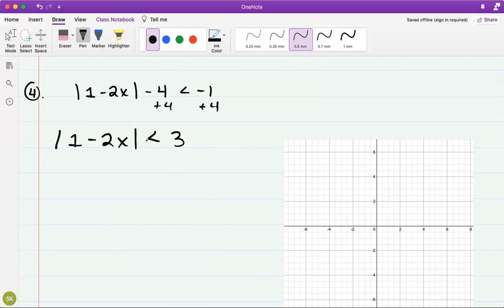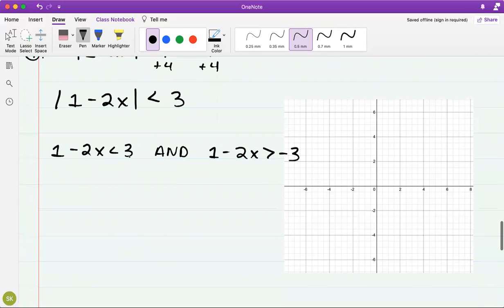And then, because we have less than, we're going to say 1 minus 2x is less than 3, and, because less than, 1 minus 2x is greater than -3. Remember, switch the sign. Now solve for x, so I'm going to subtract 1. So I get -2x is less than 2. And on this side, I'm going to get -2x. So I subtract 1, I get is greater than -4.